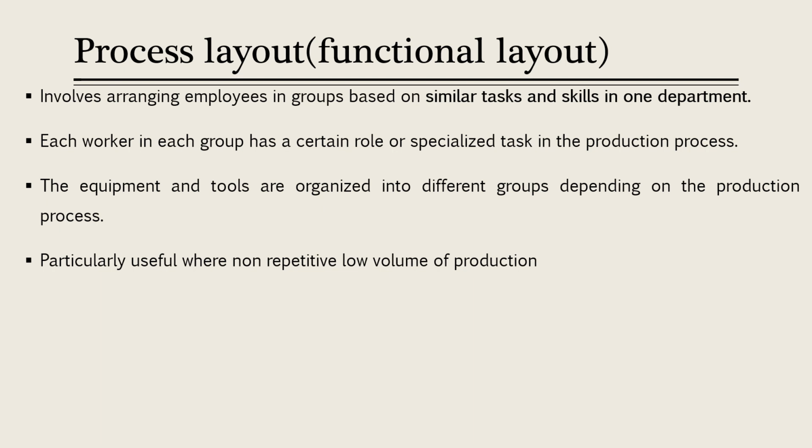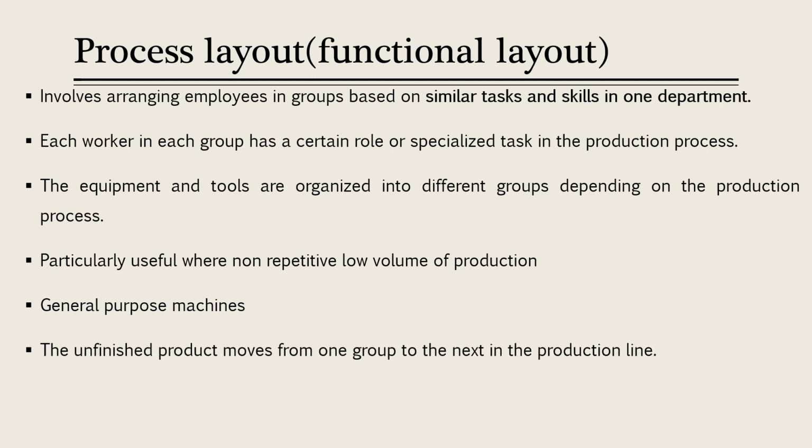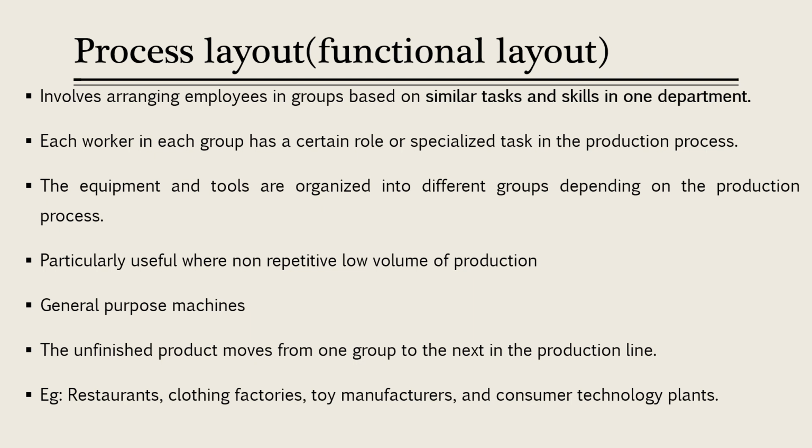Particularly, it is useful where non-repetitive, low-volume production is seen. Here, most of the machines are general-purpose machines. In the process layout, unfinished products move from one group to the next in the production line, such as in restaurants, clothing factories, toy manufacturers, and consumer technology plants. You can see this type of process layout.